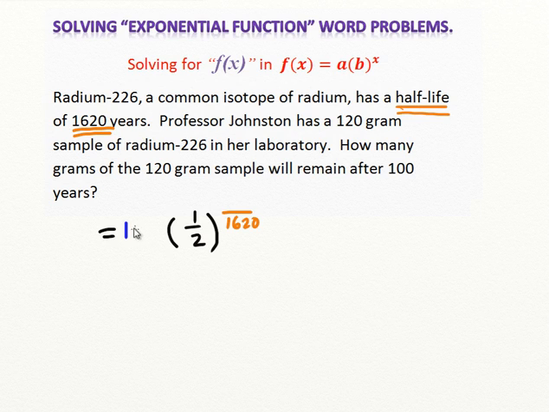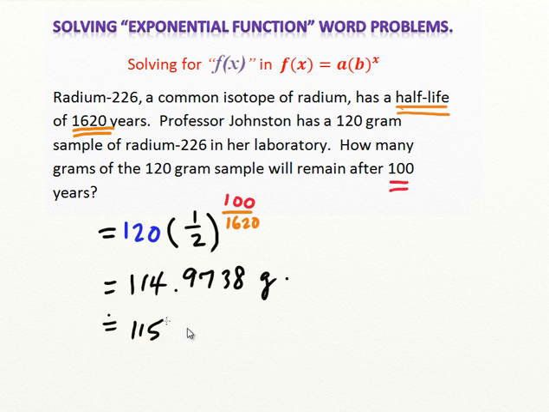We are starting out with 120 grams, and they're asking how much will remain after 100 years. That 100 years is certainly not going to be enough to knock this down to a half-life. So we just put the 100 over the 1620 and then enter it into our calculator, and we get an answer. The answer should be 114.9738 grams, and if we were asked to round to the nearest gram, we could say approximately 115 grams of material would remain.